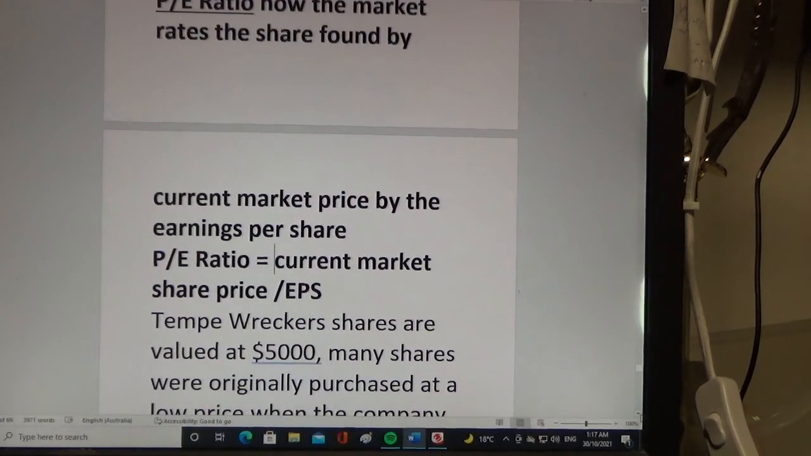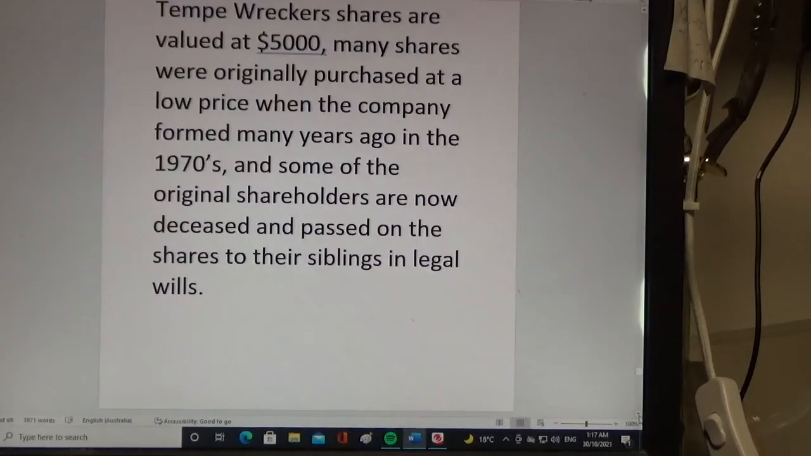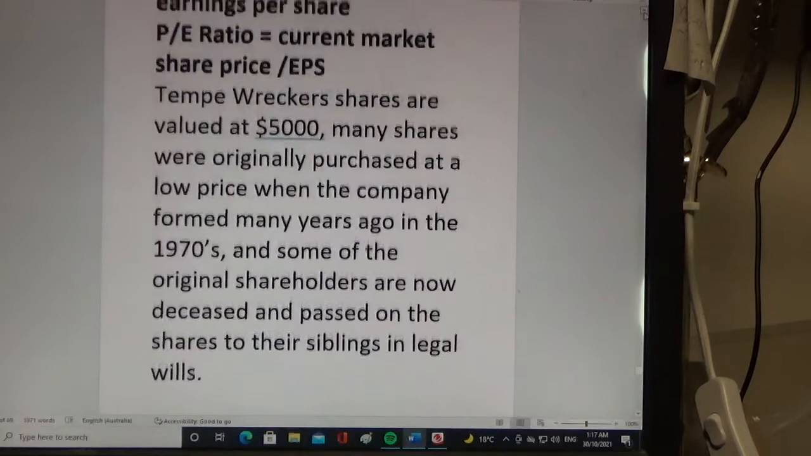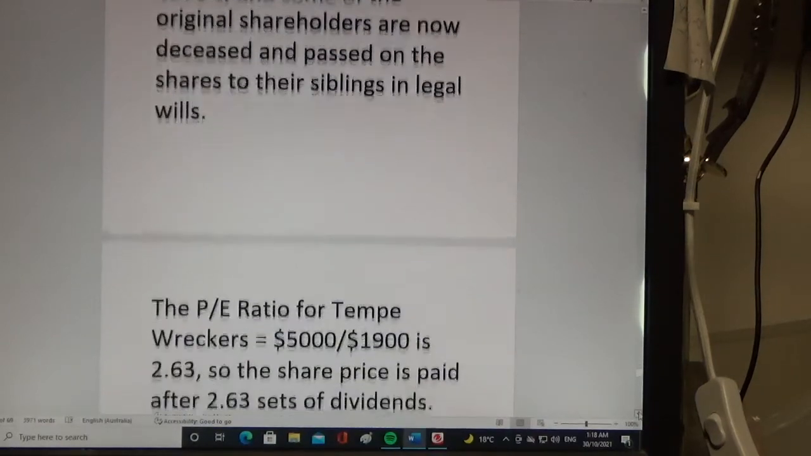Tempe Reca's shares are valued at $5,000. Many shares were originally purchased at a low price when the company was formed many years ago, back in the 1970s, and some of the original shareholders are now deceased and passed on their shares to their siblings in legal wills. So we know the value of the shares is $5,000, right? That's pretty high, actually, but it is what it is. A share might cost you about $30 or something, and 20 cents from the example above, but here it is.